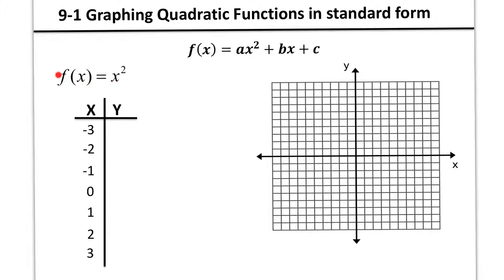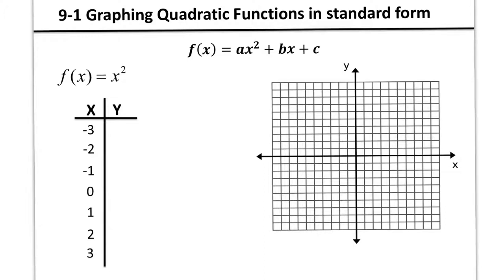I'm going to use a table in order to graph the function. For my t-table, I have some x values, which are my inputs, and I'm going to substitute those numbers into the function and find my outputs, which are the y values. That's what we do with a t-table: you plug in the x values, you substitute, and you get out a y value. Once we get those y values, I'm going to graph the points and connect them, and you will see where the shape comes from.